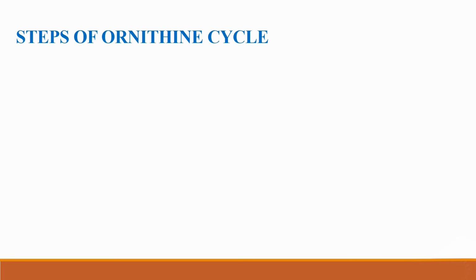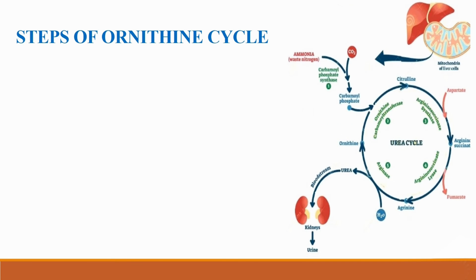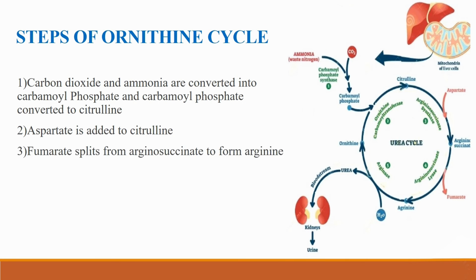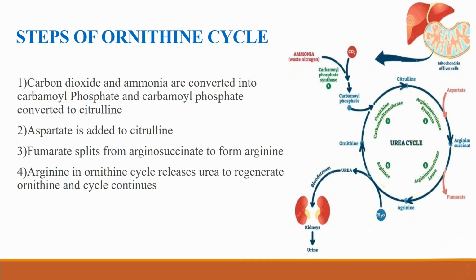The steps in the ornithine cycle are as follows. Carbon dioxide and ammonia are first converted into carbamoyl phosphate. Carbamoyl phosphate is then converted to citrulline. Aspartate is added to citrulline in the presence of magnesium and ATP and is converted into argininosuccinate. Fumarate splits from argininosuccinate to form arginine, while fumarate enters the Krebs cycle where it forms malate and oxaloacetate. Arginine in the ornithine cycle releases urea to regenerate ornithine and the cycle continues.